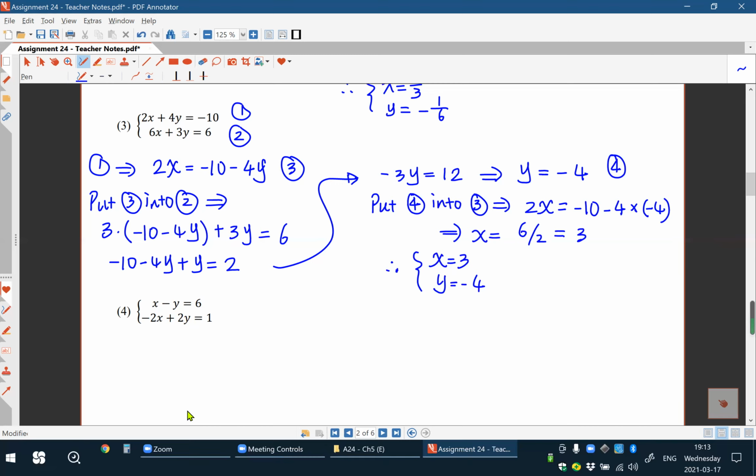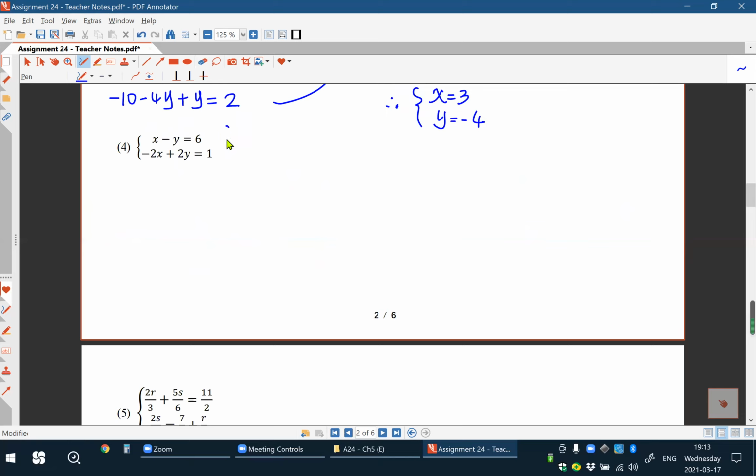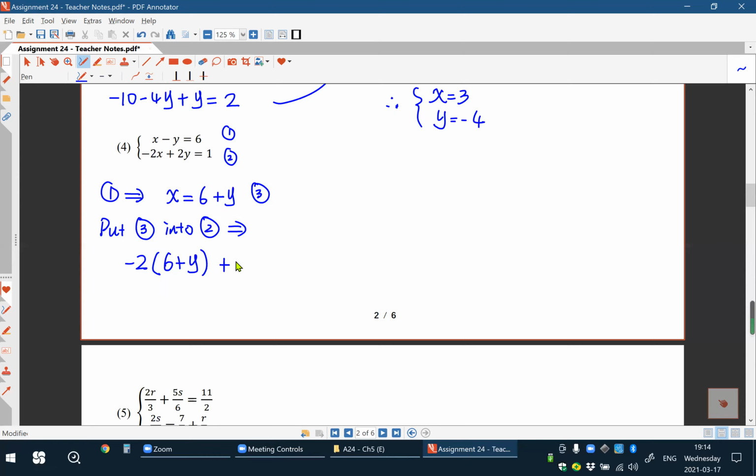Okay, any questions? No? Okay, let's see the next one. Next one seems easier to use substitution method, right? So from equation 1, we can solve x in terms of y. x is actually 6 plus y, right? So let's label this with 3. Then we can put 3 into 2. And then you will get minus 2 times 6 plus y plus 2y equals 1, right?